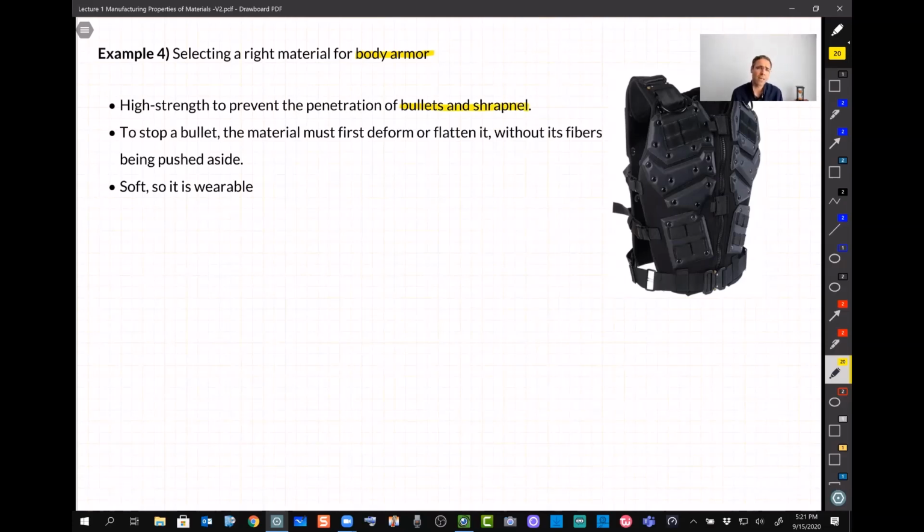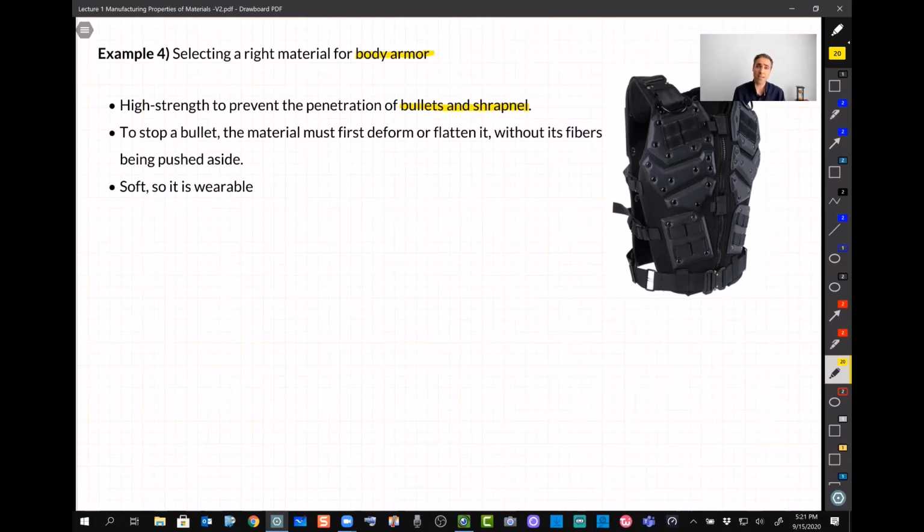But can I go with metal? Yes, that's a good candidate. Metal can protect us against bullets. However, if we were 2000 years ago, that would have been okay for, let's say, a soldier to wear metal armor. But metal is very, very heavy, right? So what about plastic? Well, plastic definitely cannot withstand the impact and the force of a bullet.